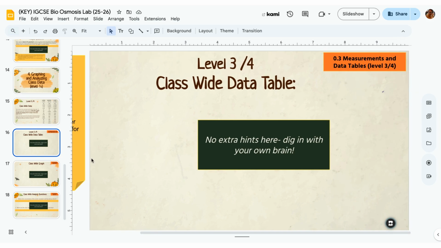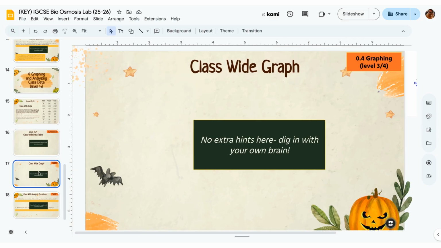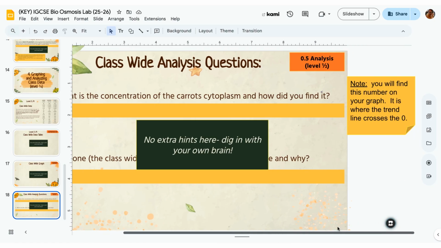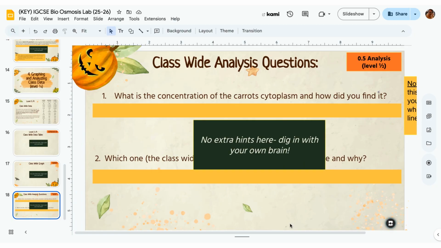because this is a level 3-4. Okay, on slide 17, you're going to take the data that you put into the table on slide 16 and graph it, just like we graphed our data last week. And then you're going to answer the questions again. Okay, this is part of the higher level stuff, so make sure that you're thinking about it and filling it in using the class-wide data.